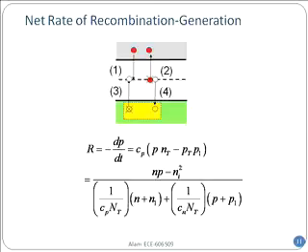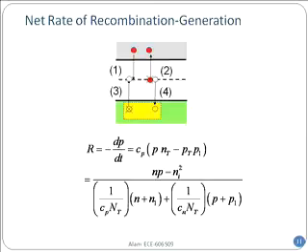I'll show you. Do I know everything here in order to calculate the trap number? If somebody gave me N and P, then everything else is known. N sub t, the number of traps, I know the number of traps. I know all the capture coefficients. Ni squared I know. So I should be able to calculate this. And I'm going to give you some examples.